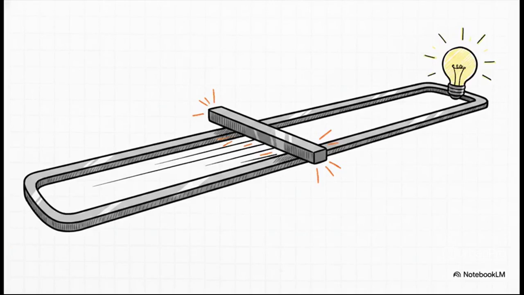And the math, beautifully simple. The generated EMF, or voltage, is just the magnetic field strength B times the length of the bar L times the sliding velocity V. Want more voltage? Slide the bar faster, or just use a longer bar. You are essentially driving a very basic electrical generator right here.